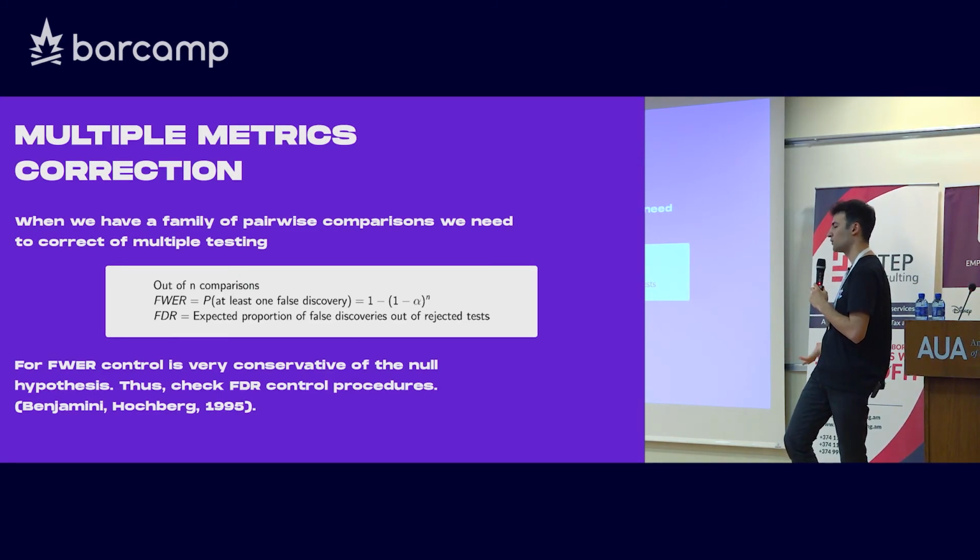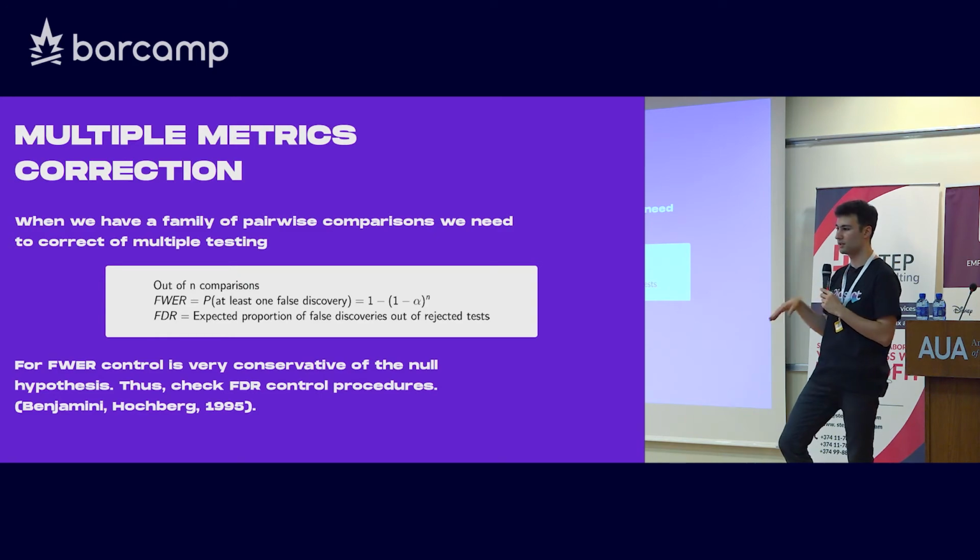But if we do so, we are going to be very conservative about rejecting the null hypothesis, and that's why the FDR, which is the expected proportion of false discoveries among rejected tests, is a little less conservative and is a better approach in the case of industry applications.